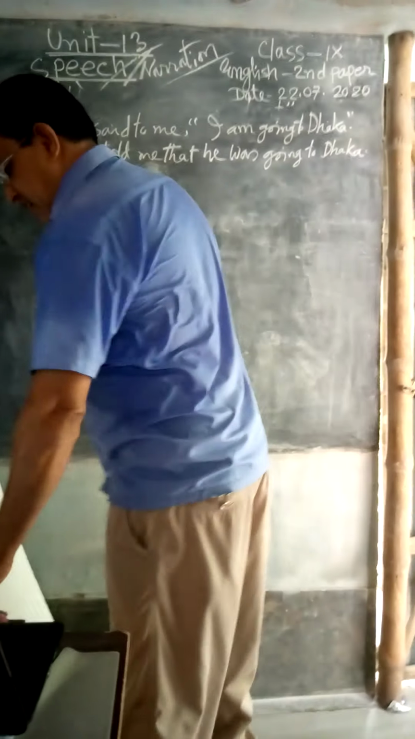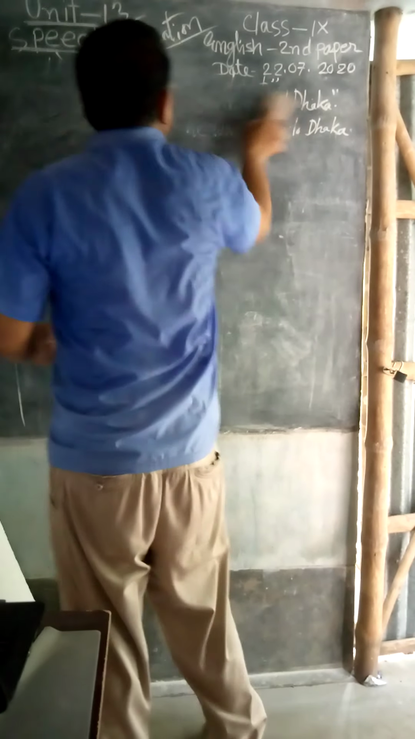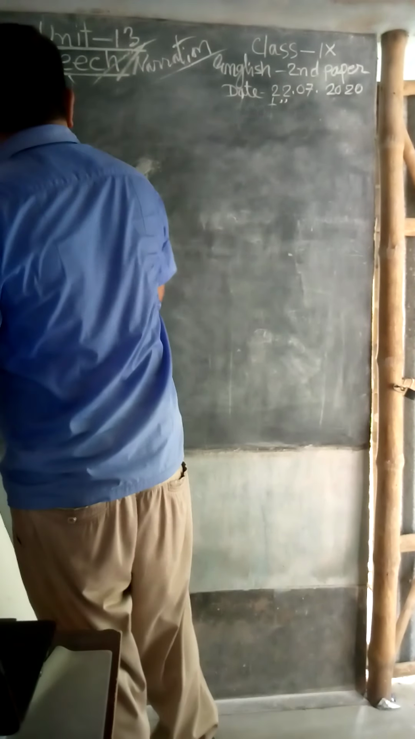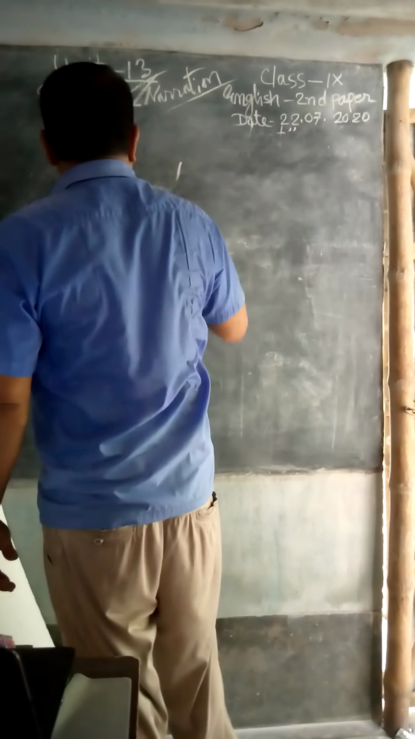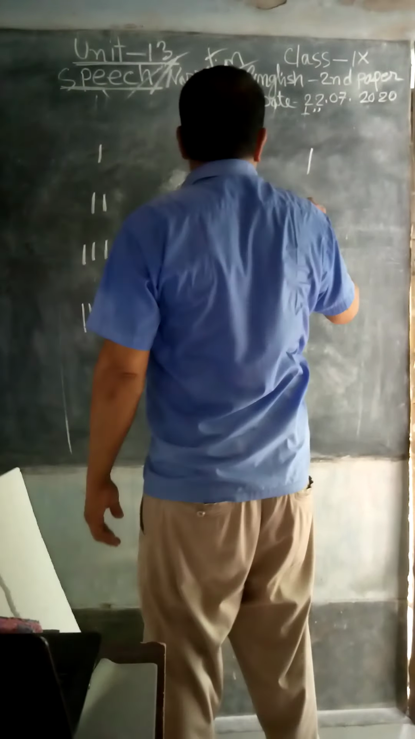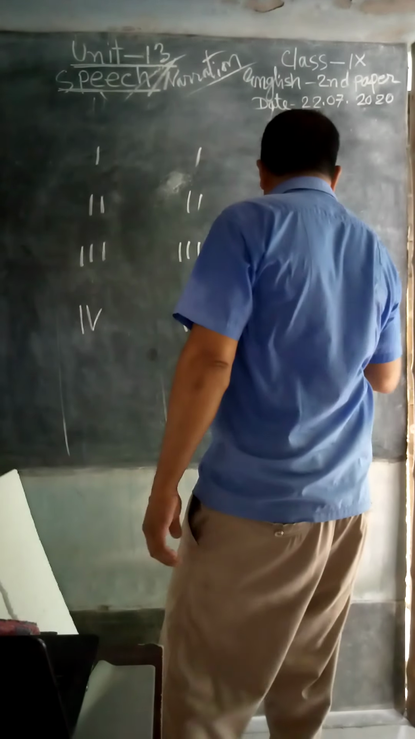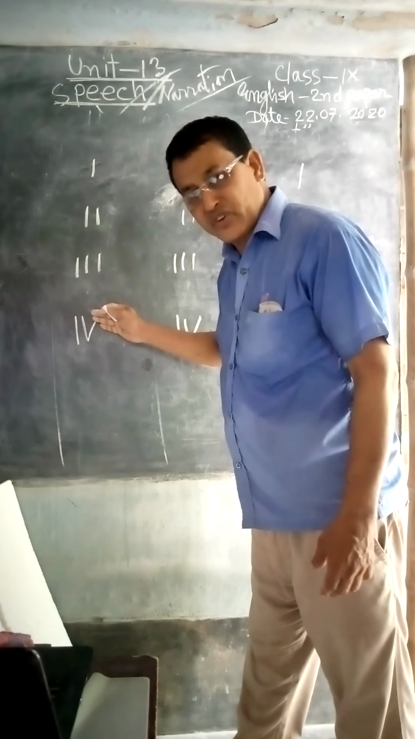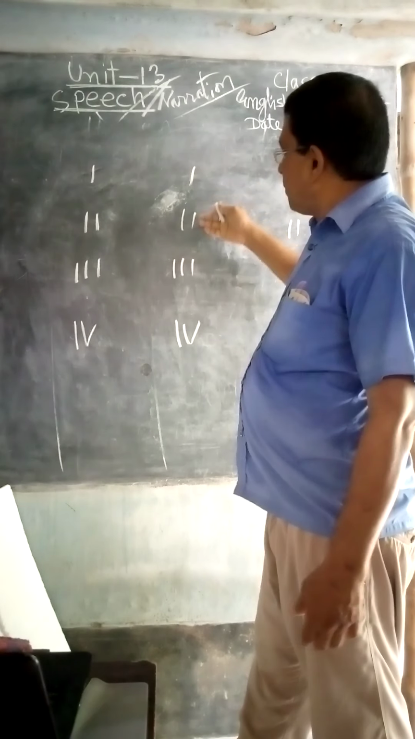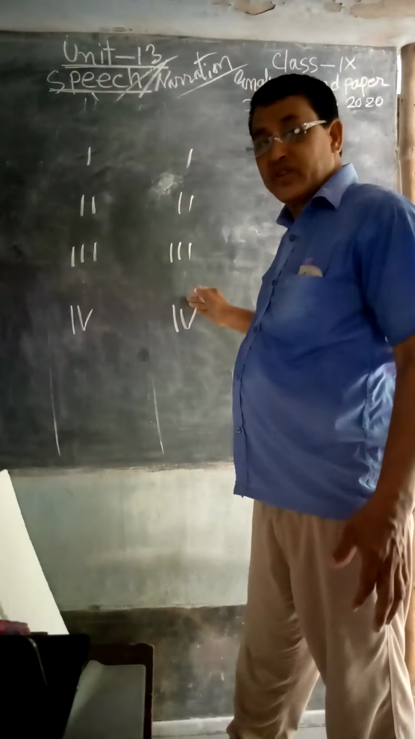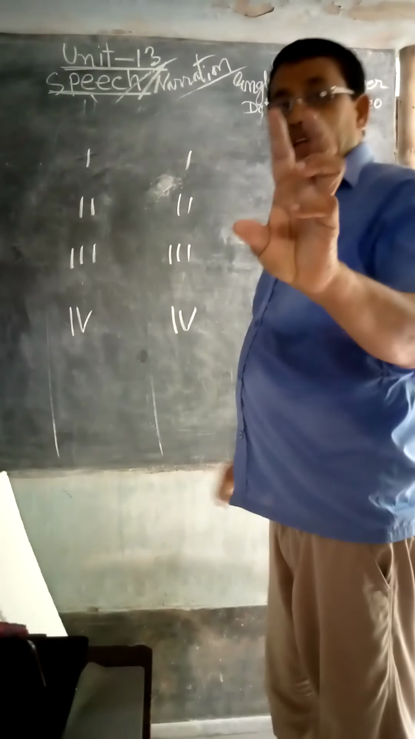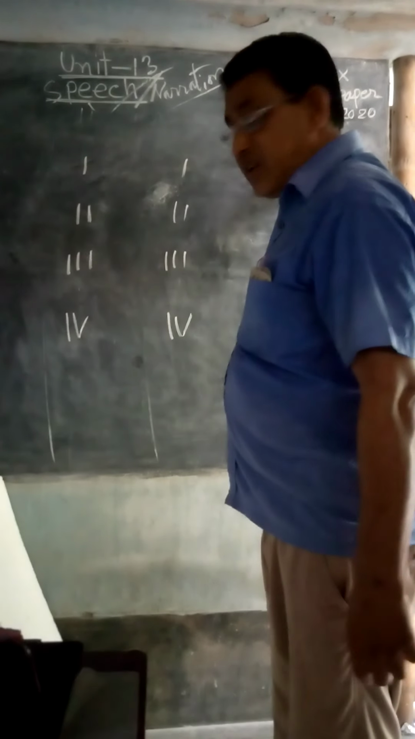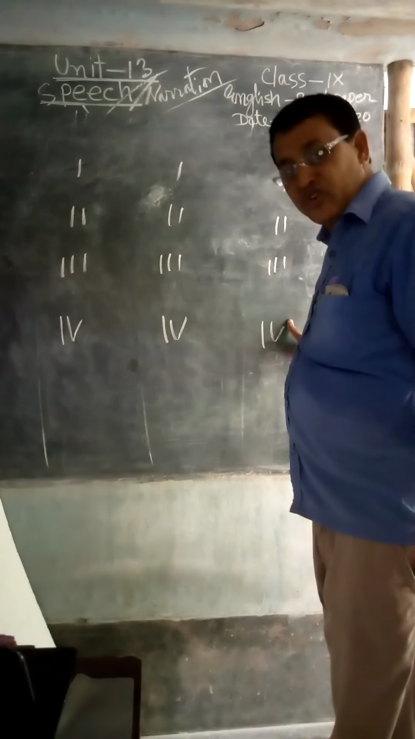Now we will see a short picture for tense. Suppose this is the tense: present indefinite, present continuous, present perfect continuous. Past indefinite, past continuous, past perfect continuous. You can watch on your hand. This is future indefinite, future continuous, future perfect continuous.